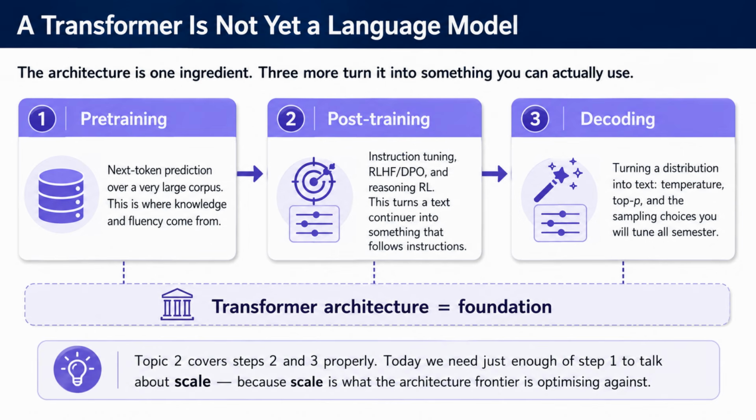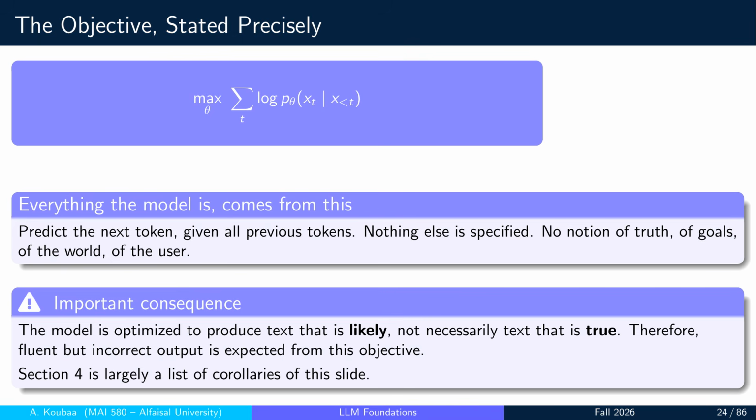Everything else does. The training objective is next token prediction. Stated precisely, maximize the probability of the next token, given the previous tokens. That is the whole objective. Now, tell me what is absent from it.